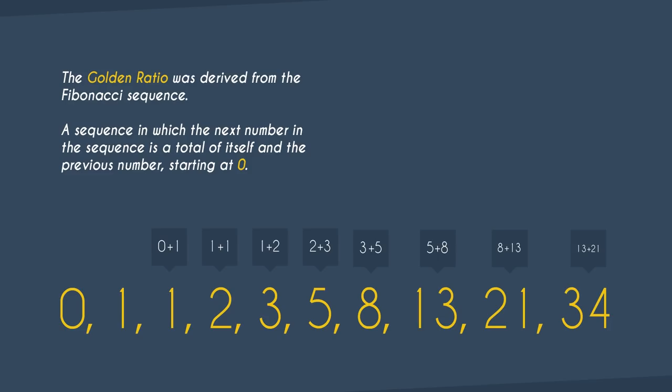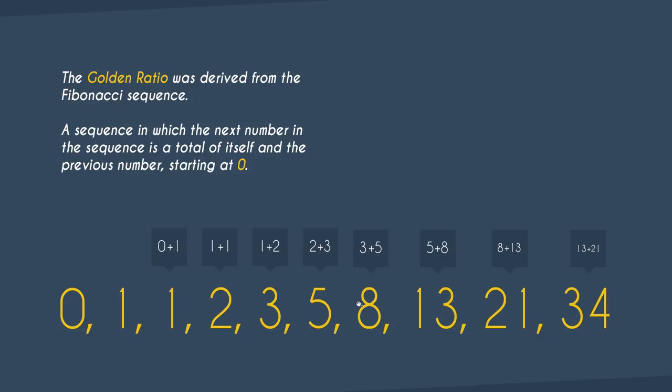So essentially the golden ratio was derived from the Fibonacci sequence, which is a really famous sequence of numbers that act upon an equation. Basically, it's a sequence in which the next number is a total of itself and the previous, starting at zero. So you can see here that zero and one makes one. One and one makes two. Two and one makes three. Three and two make five. Three and five make eight, and so on.